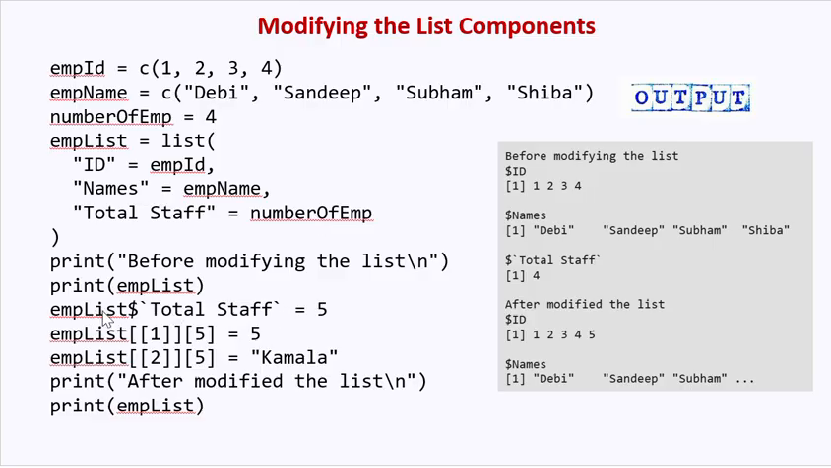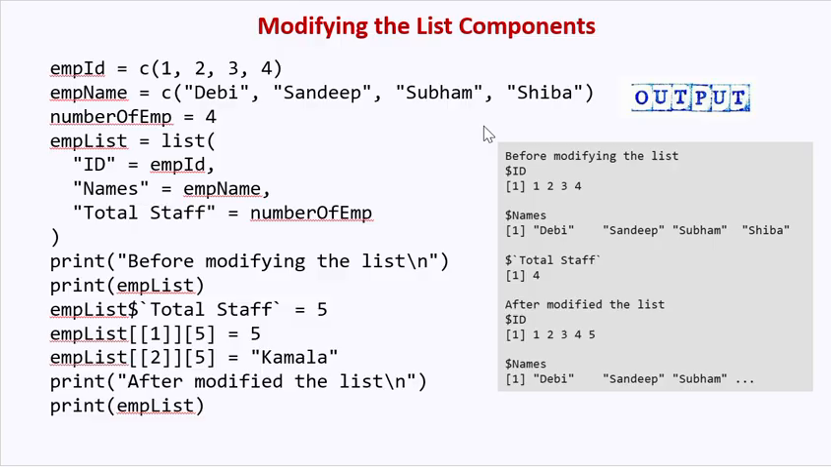So we mention the name of the list as EMP list, then the dollar symbol, then the name of the field, that is the name of the particular component of the list, which is nothing but total staff. We updated this from 4 to 5 because we are going to add one more employee in this particular list. Simply by incrementing the count, we cannot justify that these are the employee details.